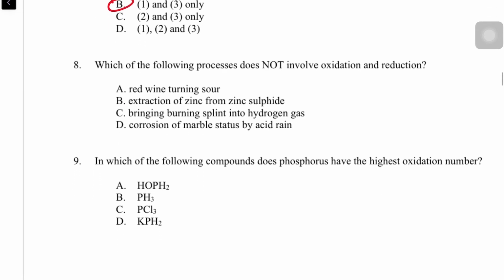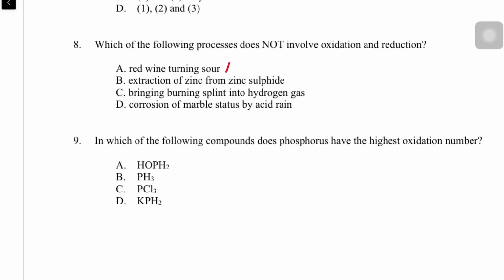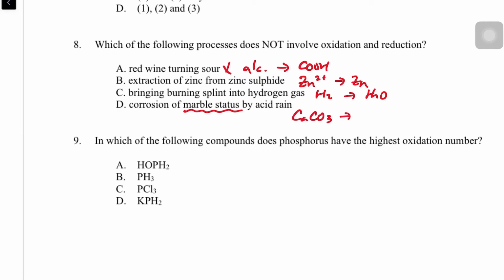Next one, do not involve oxidation or reduction. Well, A is not our answer because alcohol to carboxylic acid is oxidation. The second one involves zinc ion to zinc, so sure, this is a redox reaction. The third one, burning hydrogen gas. Well, H2 becomes H2O, again this is oxidation. And finally, marble statue attacked by acid rain is calcium carbonate to calcium ion. This is not a redox reaction, just a common acid and base reaction. So the answer is D.